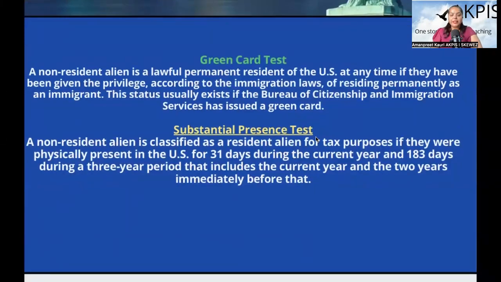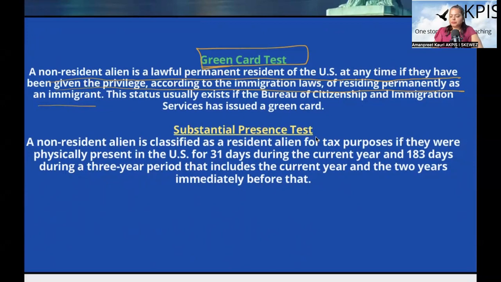So if we specifically talk about the green card test, a non-resident alien is a lawful permanent resident of the US at any time if they have been given the privilege, according to the immigration laws, of residing permanently as an immigrant. That means you are there in the United States of America because of any reason, because you may have immigrated there on a student visa, or maybe on a work permit, H-1B visa, or for any other reason you are there in the United States of America.